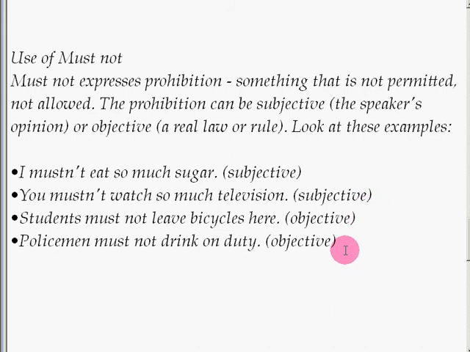Next, students must not leave bicycles here. Of course, this is objective. This is a real law or rule that is followed by everyone. Let's say in the school, because the subject is students, okay? So this is a real law or rule in the school.